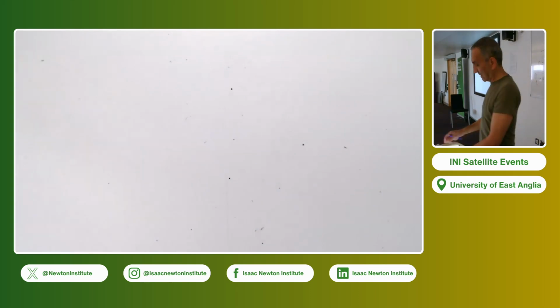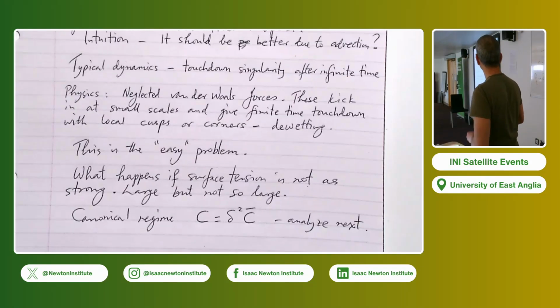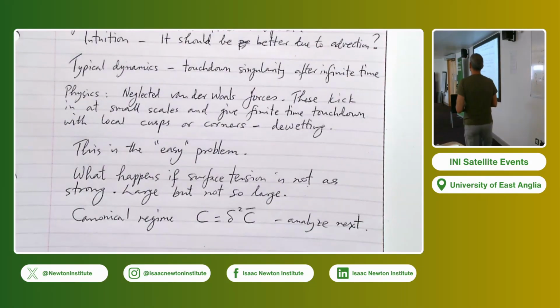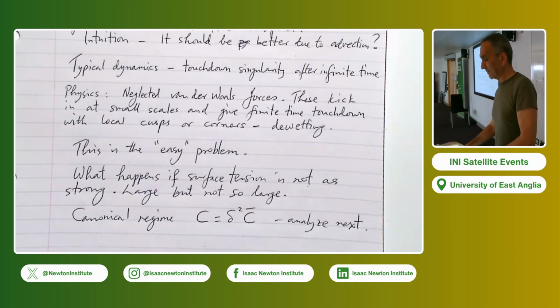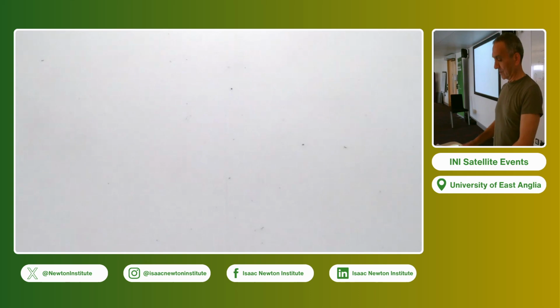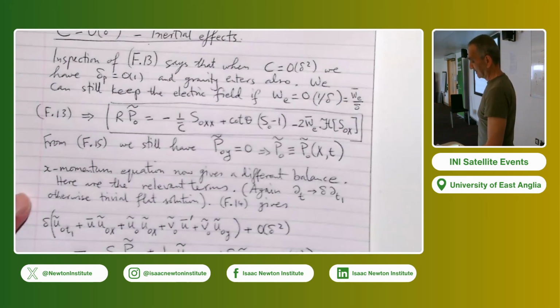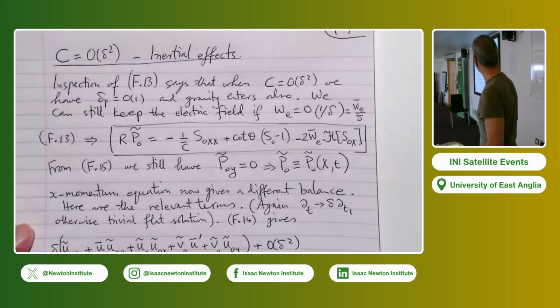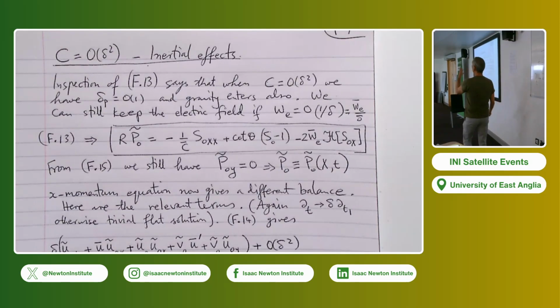Okay, so this was the easy case, right? The capillary number very small. But now let's go to a case where it's small but not as small. So now I'm going to go to a situation where the capillary number is delta squared. So I want to add more physics. The physics I'm adding are gravity, right? So this type of term, as well as inertia. We'll see how inertia comes in.